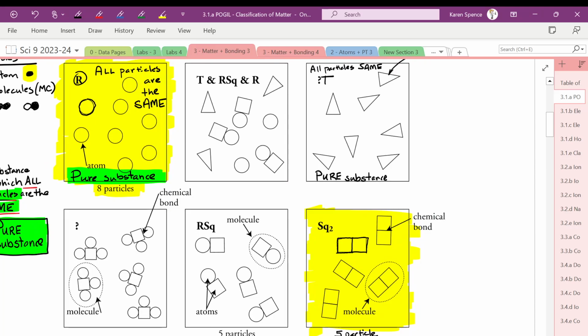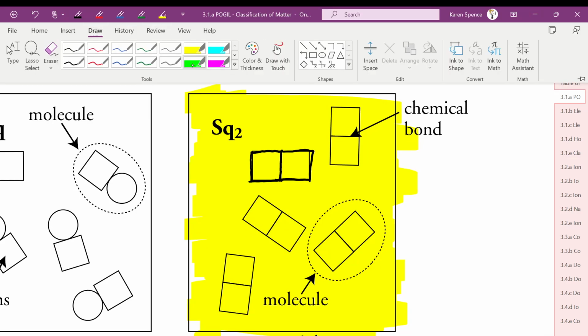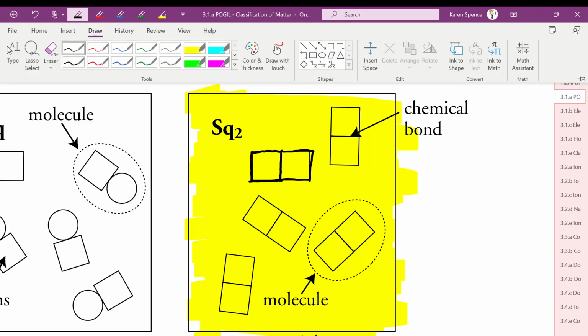Are there any pure substances in the second row? Yeah, Tavian, do you see one? Which one do you see? SQ2, absolutely. That is a pure substance. Every single particle is a little doubleton. Yes, we've got an SQ.